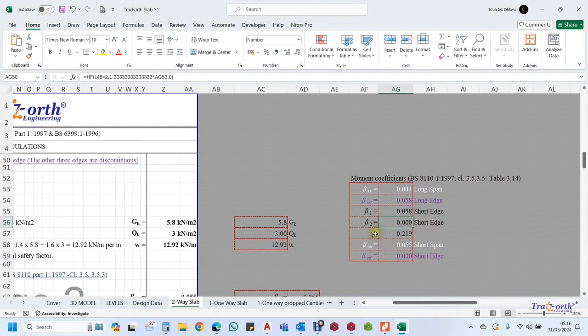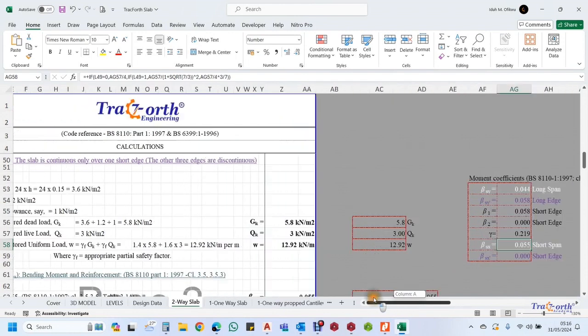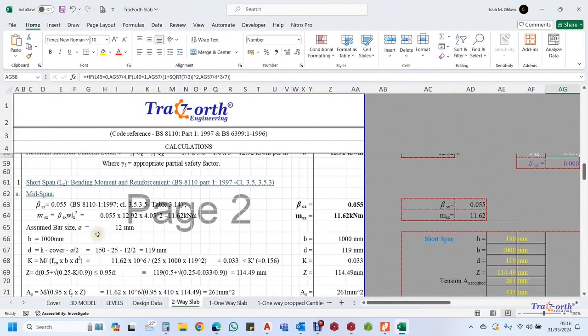So we have your R, which is also calculated and provided there, and then your BS, your beta XX, the short span, which you are considering right now to be this value. From here, we determine the coefficient value to be 0.055. I have explained how you can get this.